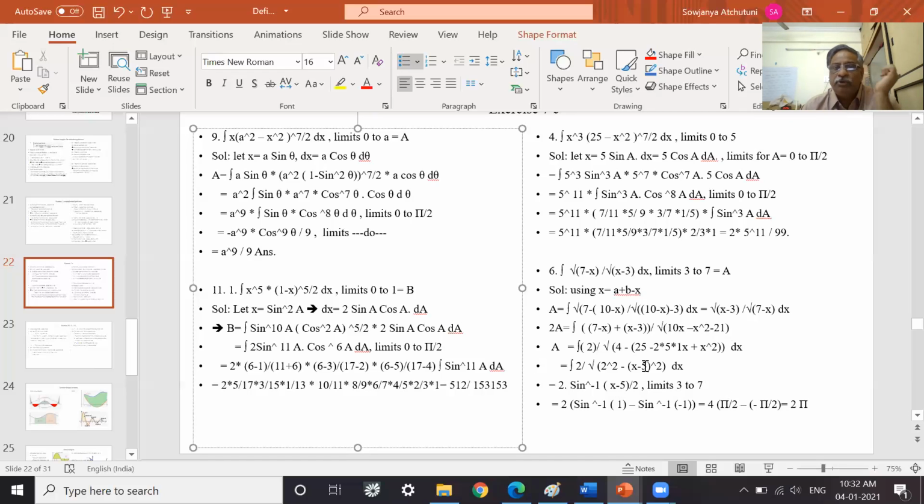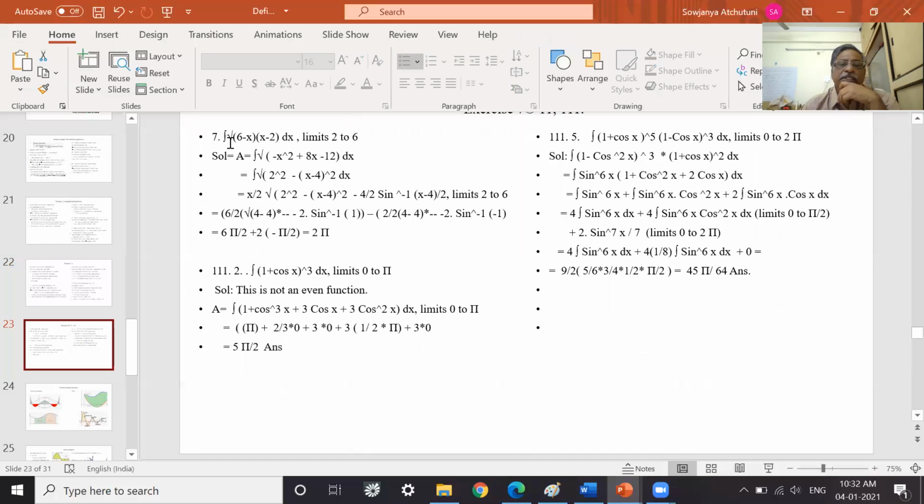So we have to mix the property as well as my earlier integration methods so as to simplify my work. Let us see. Integral of 6 minus x into x minus 2 dx, limits 2 to 6. So simply I have to multiply this. Then I have to convert it to a square minus x square. This is x by 2 square root of a square minus x square plus a square by 2 sine inverse x by a.